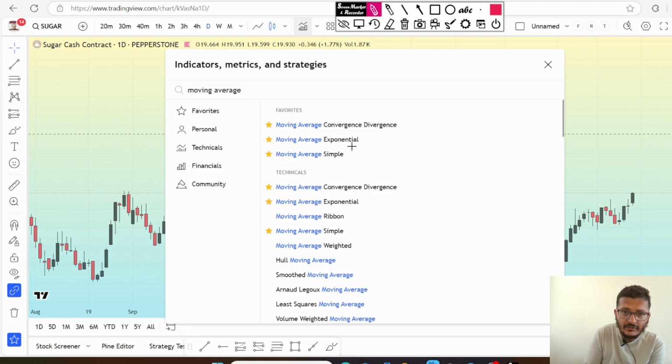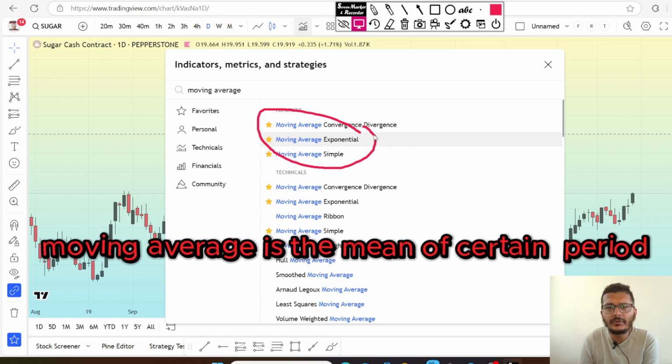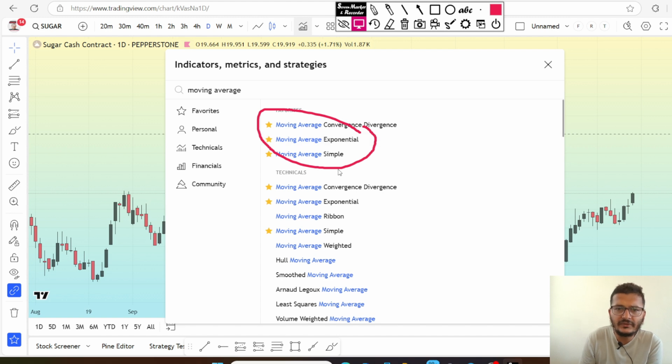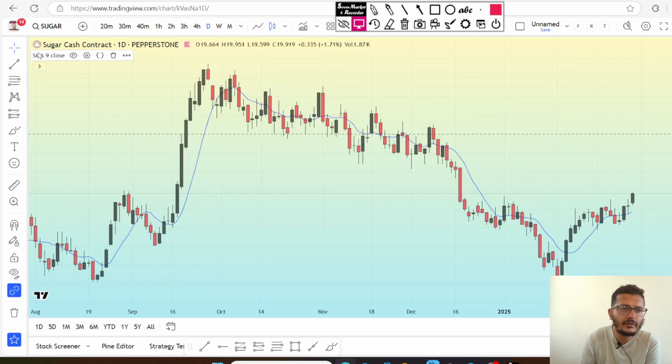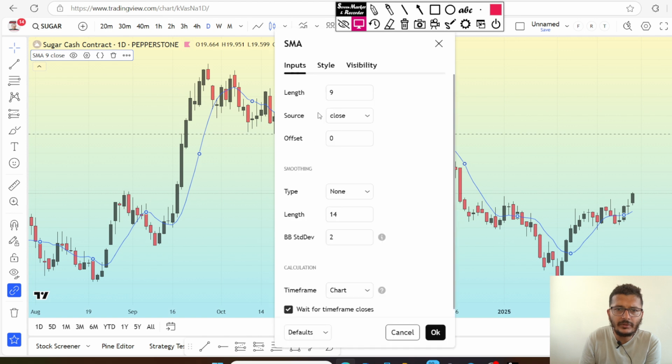and another is exponential moving average. The moving average is the mean of a certain period of time, however much you put. So let's put the moving average in our chart. We have one moving average. Now let us put it to 50, at first.